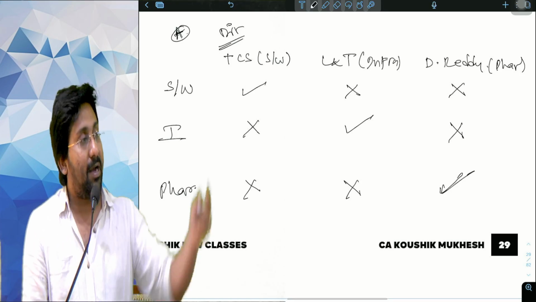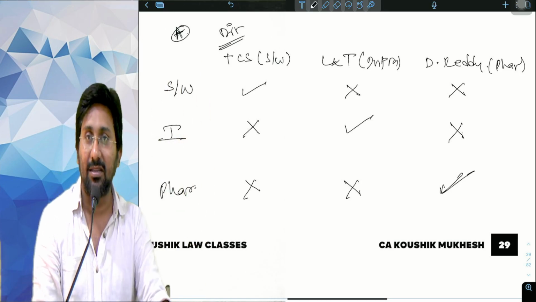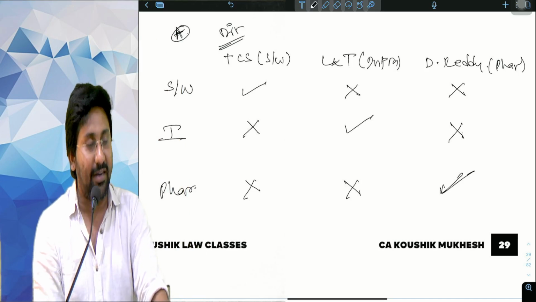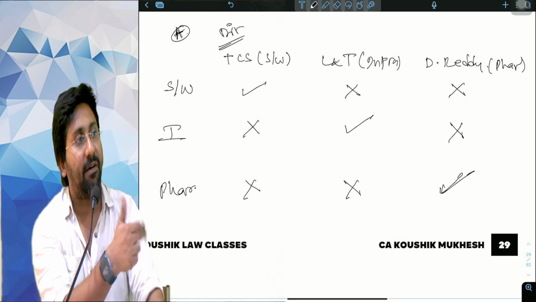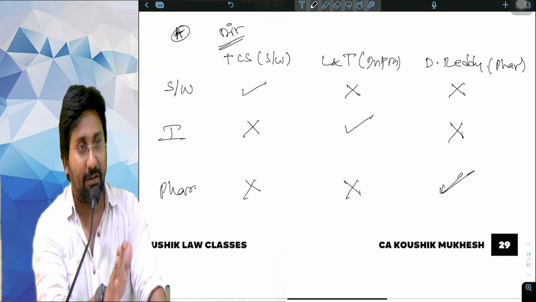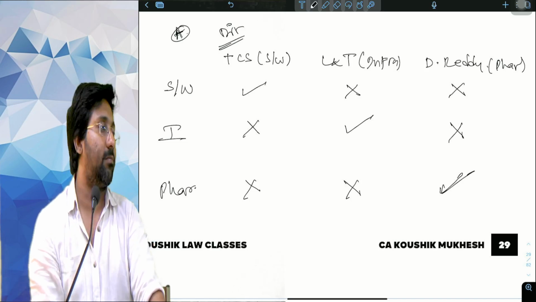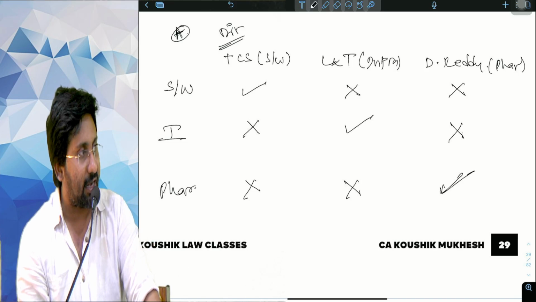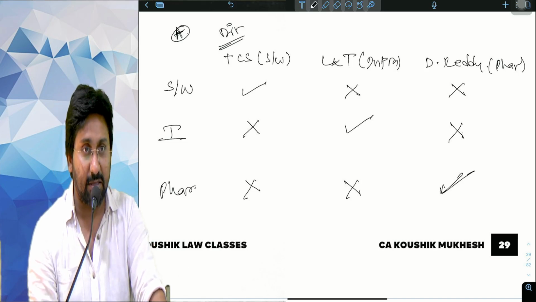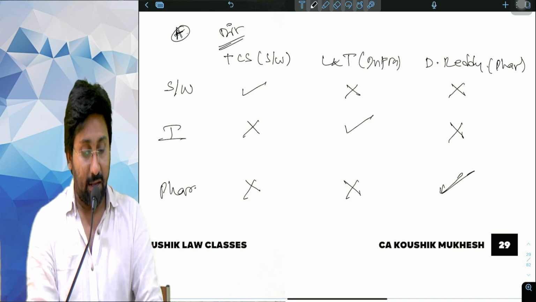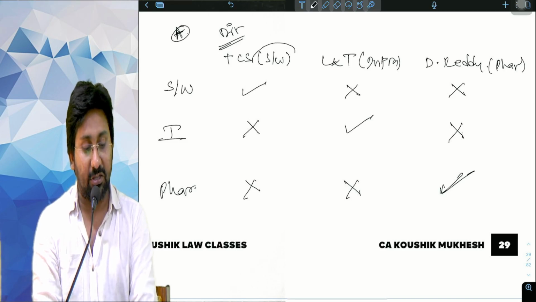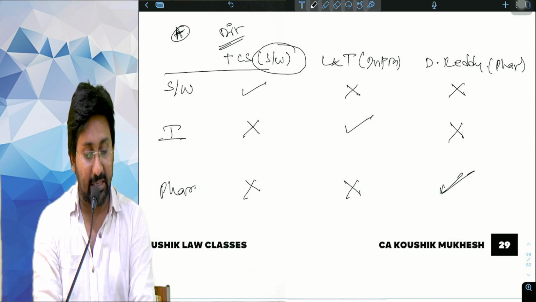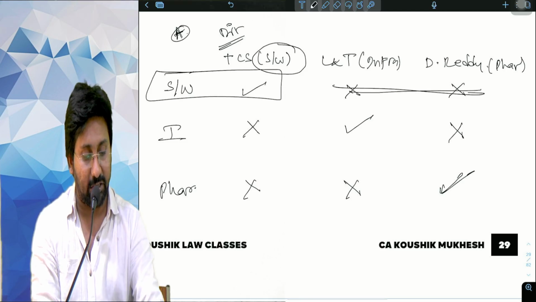Why all tick marks in the previous case? Here there are cross marks. Because as a director of TCS, I will have which powers? Software related powers only. I don't have pharma powers, etc. Clear or not, everyone in the class? Same even with the remaining cases. That means if the company is a software company, I can exercise only software related powers but not these.